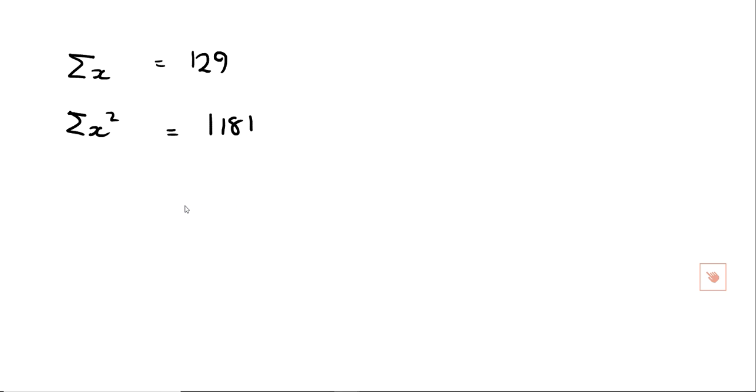So it says find the mean and standard deviation of the times taken for these 15 runs. So the mean is 129 divided by 15, so it's the sum of x divided by n. That's 129 divided by the 15 runs, which is 8.6 minutes. I'm just copying out the example from the book. The standard deviation then.